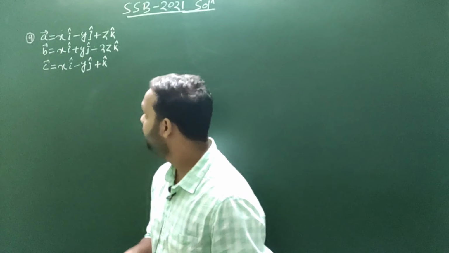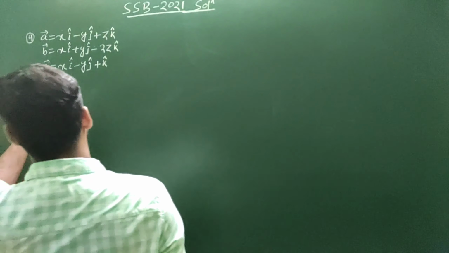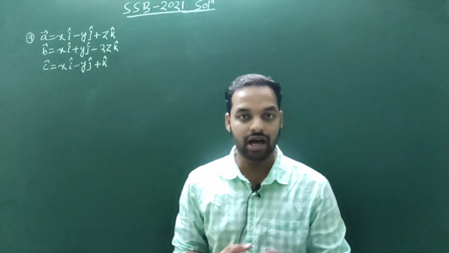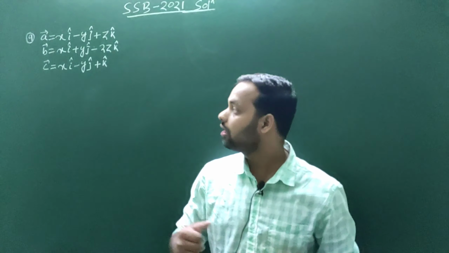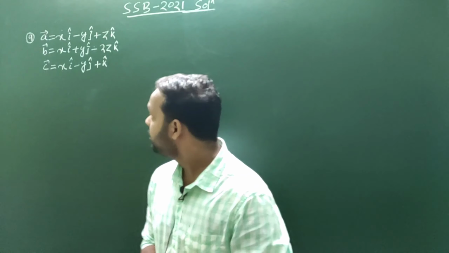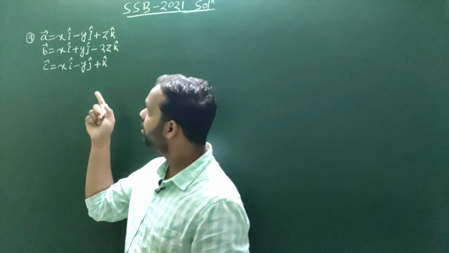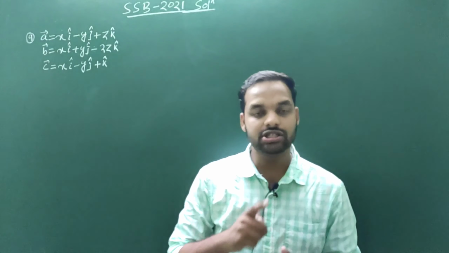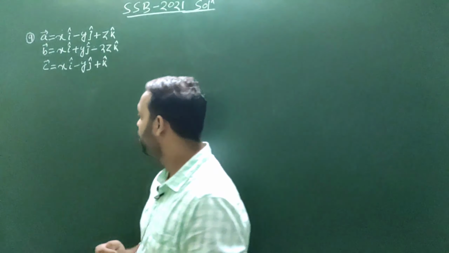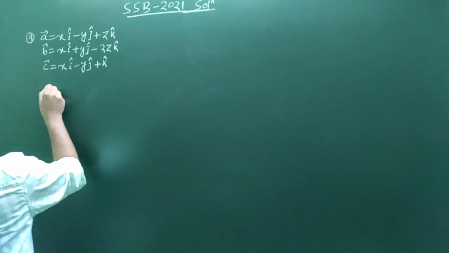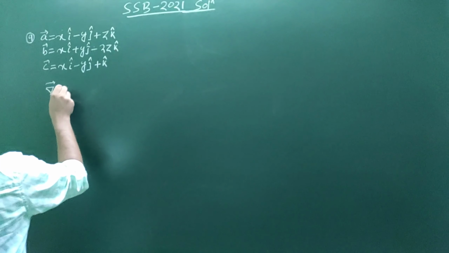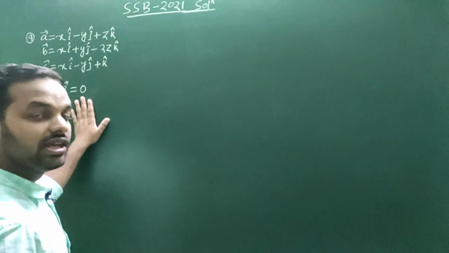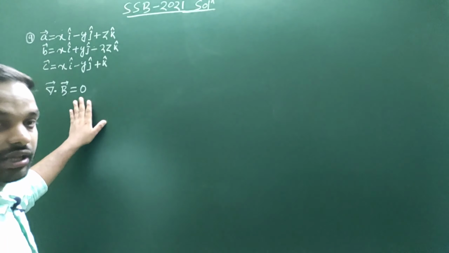So the ninth question is: three vectors were given and he is asking which one of the sentences is correct. And he is asking to find out which one of these represents a magnetic field. You know that a magnetic field must satisfy Maxwell's condition. Which one is it? Divergence of magnetic field must be equal to 0. This is Maxwell's second equation, isn't it?